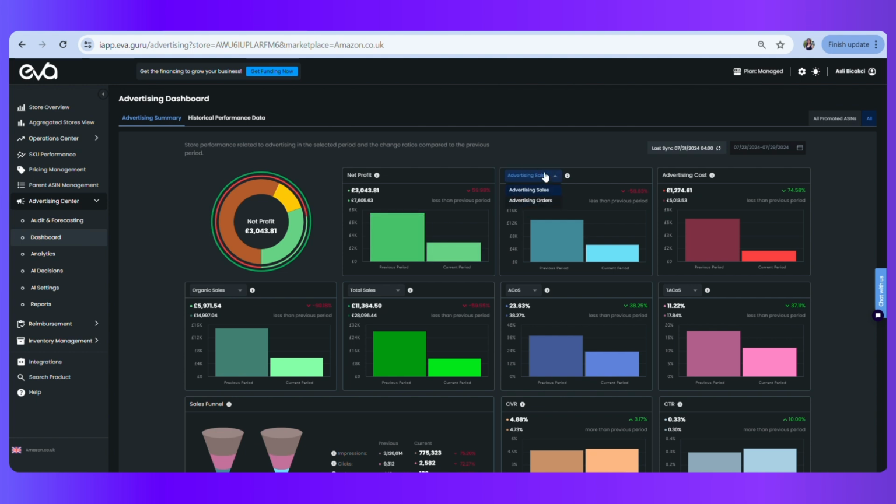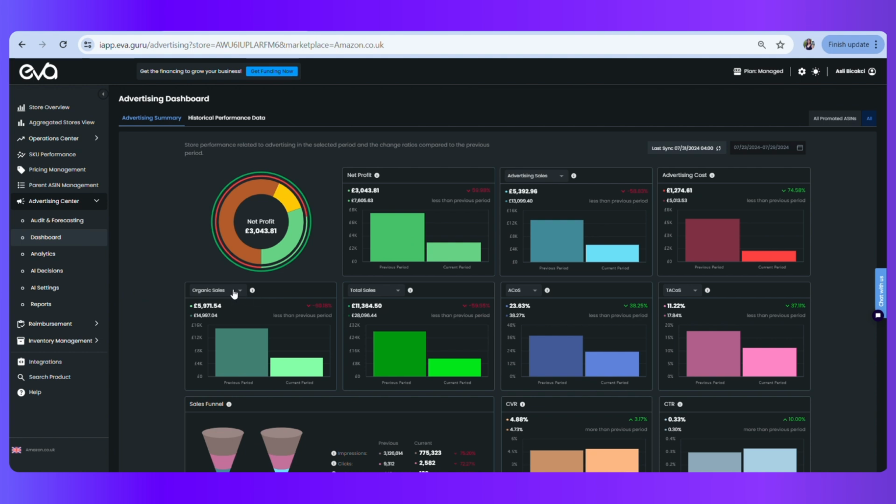You can also click the drop-down button and change it to the advertising orders. So, for example, again, due to the Prime Day, the advertising orders reduced 71% to 126 orders. And the third chart is advertising cost. Again, they can track the difference between the previous and current period.